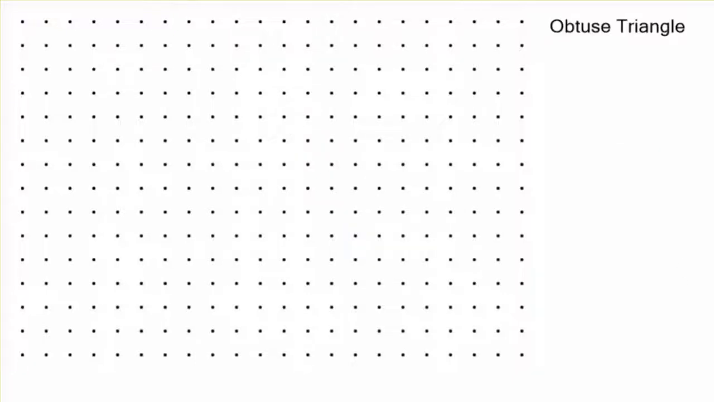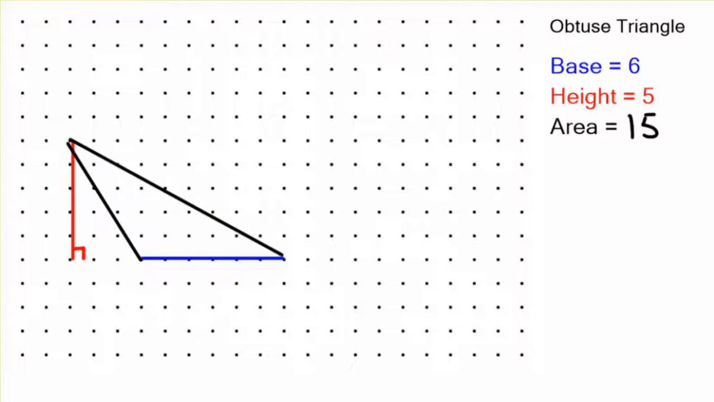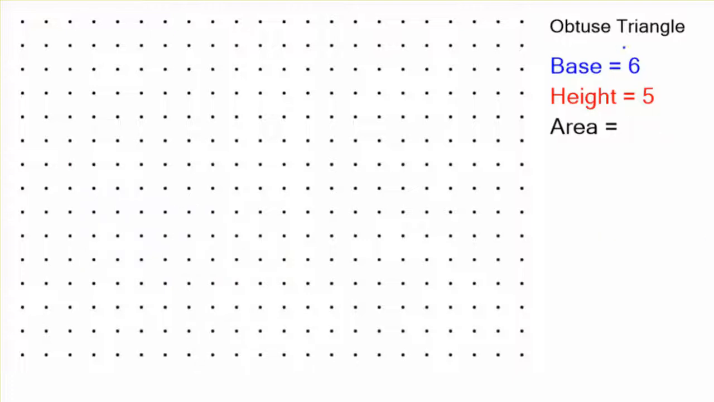Okay, let's try an obtuse triangle. Let's try the same base, same height. The area will still be 15. 6 times 5 is going to be 30, divided by 2 is 15. So base is 6, 1, 2, 3, 4, 5, 6. But for an obtuse triangle, you have to draw the height way out here, not touching the base. Now notice that it's still perpendicular. Always look for that little perpendicular sign when you're trying to find base and height on a triangle. We draw the other sides, and there's our obtuse triangle. See the little obtuse angle right there.